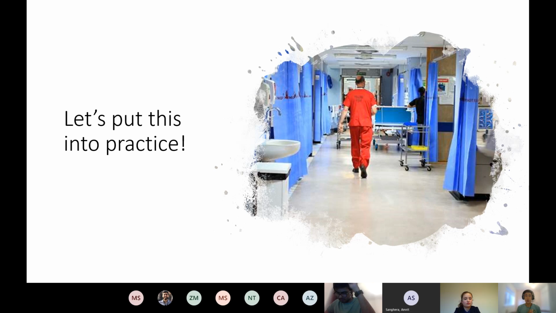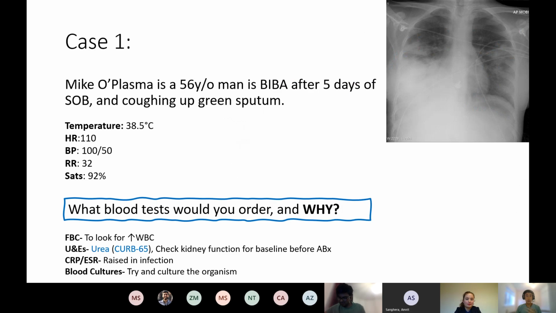Let's put this into practice though. So I've got very short case studies for each of the modules, just to show that it's really useful for all of you to know it. Okay, so we'll start with Mod A.